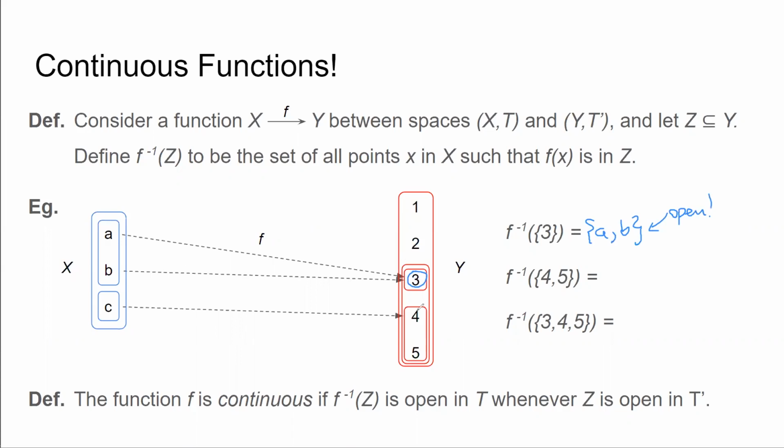And f inverse of {4, 5}, which is also an open set, well, this is {C}, which is also in the topology. And unioning these two open sets together, well, we know that that should give us another open set, so we need to check this one as well. Well, actually, f inverse of {3, 4, 5} is the whole space X, which also has to be open in our topology.